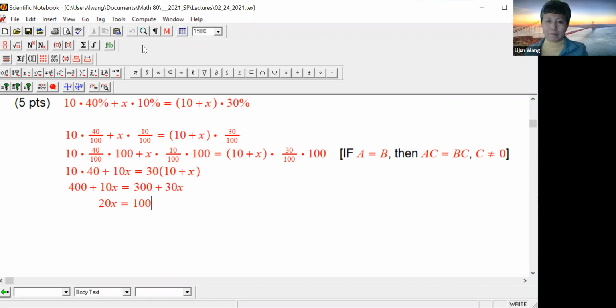What did you get? Okay. If you get negative 20x equals negative 100, that's okay, same thing. You just use principle number 4, principle number 3, because all of these are if statements, right? Now x equals what? X equals 5.